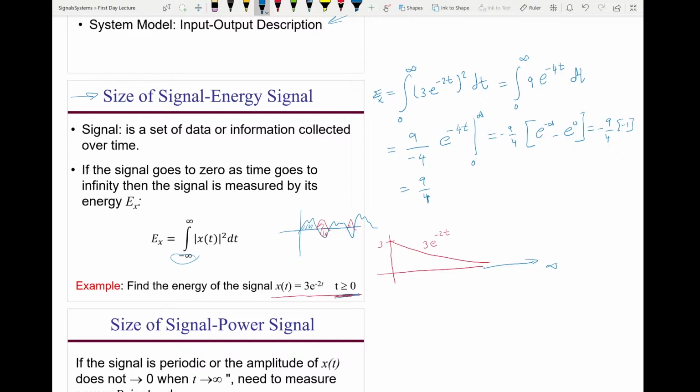Now it's always a good idea after you calculate to look at the answer and reflect on it. For example, if I calculate, I may make a mistake and the answer comes out negative. That doesn't make sense. Energy cannot be negative. It has to be positive. So it's always a good idea to go back to your solution and see where you made a mistake. Okay, so this is the energy signal.